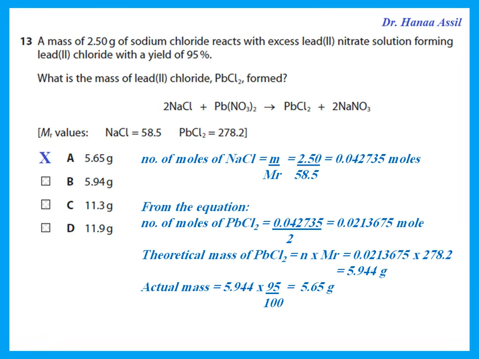Okay, so if he says yield, we calculate the mass, that is the theoretical that he should have obtained. But then when he says the yield is only 95%, that means he got only 95% of what he should have obtained.